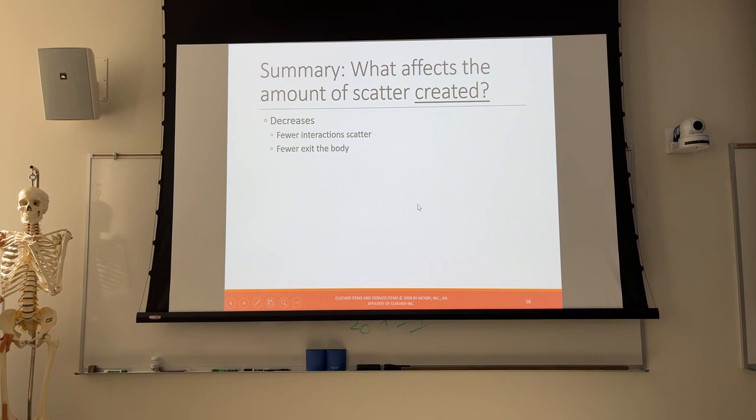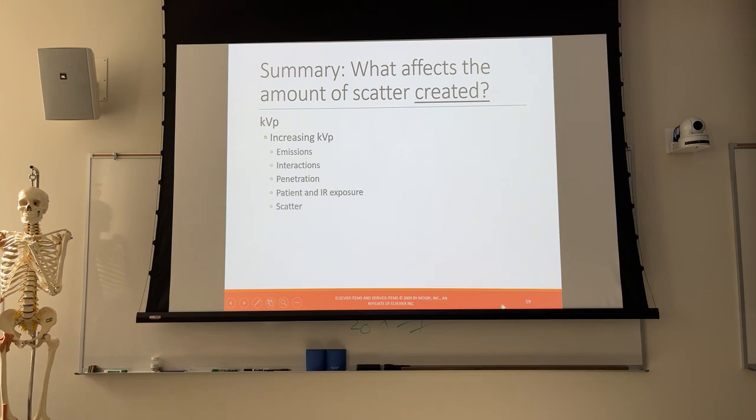Decreases, everything goes in the opposite direction. If we decrease our kVp, we're going to have less penetration through the patient. The scatter that we do create inside of the patient, a lot of it is going to absorb inside the patient. So fewer exit the body, be it transmitted or scatter radiation.